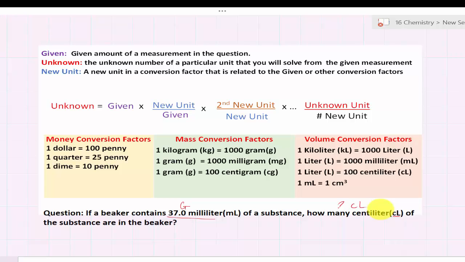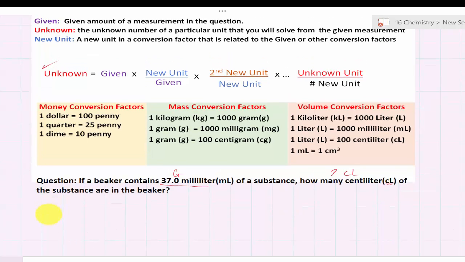Let's go back and look at our systematic approach. Our unknown in this case is question mark centiliter, and we always start with our given, in this case 37.0 milliliter. Now we go back and look at our list of conversion factors. Do we have a conversion factor that relates milliliter, our given, to the unknown centiliter? I have milliliter right here, and this milliliter is equal to liter. We don't have milliliter equal to centiliter anywhere.